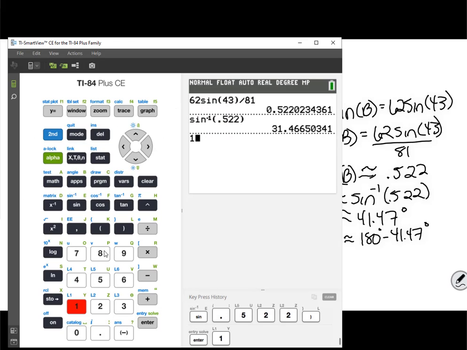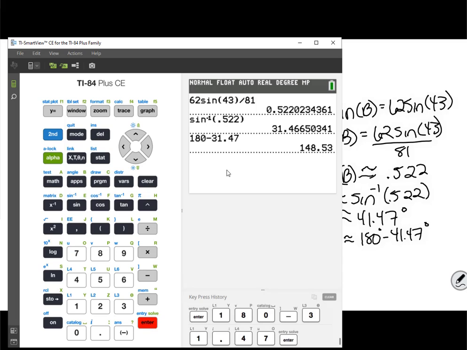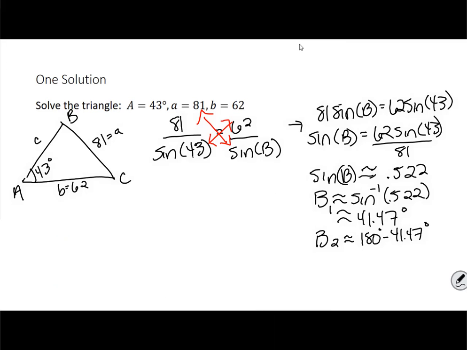So 180 minus 31.47, I know I need to change that to a 31, is 148.53. Sorry, let me change that to a 3. Okay, and I get, again, excuse me for that, 148.53. Okay? All right. So that's a really large obtuse angle.